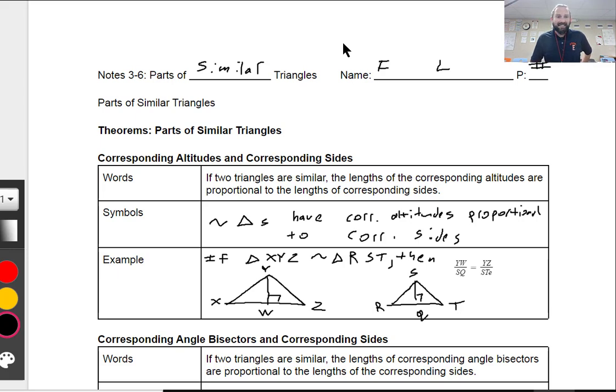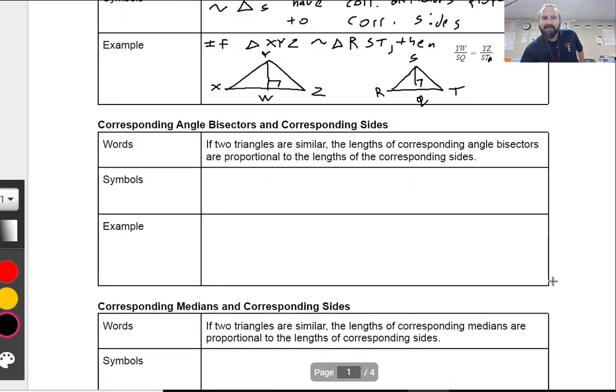Basically what this is saying is if the two triangles are similar, then the altitudes, the 90 degree line from the angle down to the other side, will be proportional to the corresponding sides. Oh, that's not STE, that should just be ST right there. So YW right here over SQ, the altitudes over the sides, they're proportional. All right, let's go on to the next one.